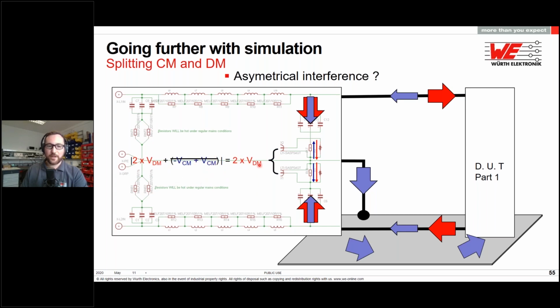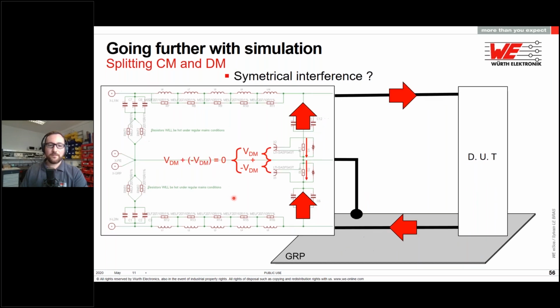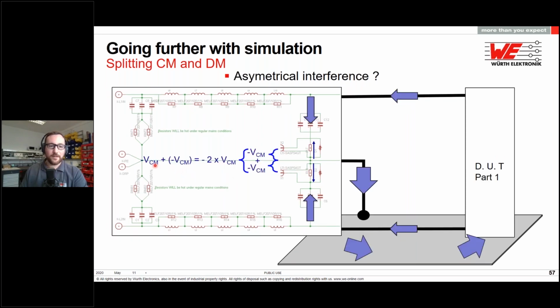So it makes 2 times only the differential mode voltage, and we neglect this value. Right now, we can have a look at the symmetrical interference. When we add the voltages this time, I take as a reference point my GRP, and I add 2 times the voltages. So I get my differential voltage minus my differential voltage, it makes 0. And now my common mode voltage, I get it 2 times.